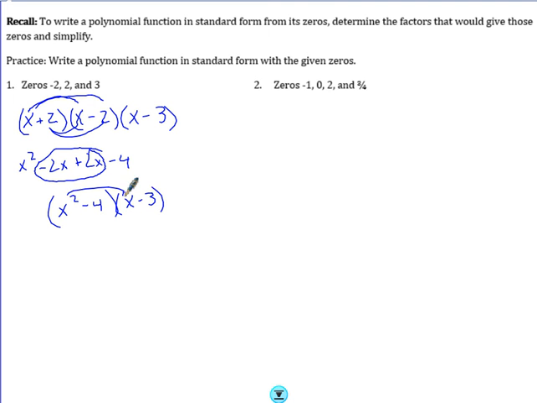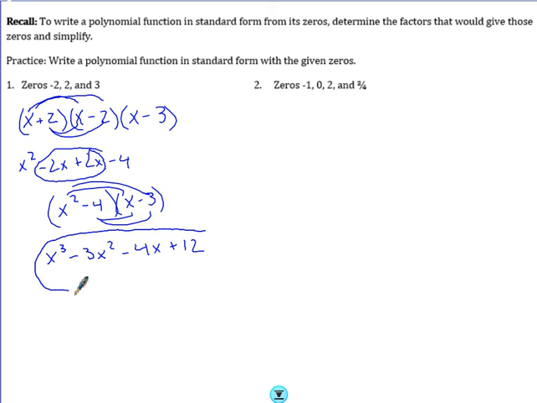So I'm going to FOIL again. All right, x squared times x is x cubed. x squared times -3 is -3x squared. -4 times x is -4x. -4 times -3 is positive 12. There are no like terms there, so that would be the polynomial in standard form that has those zeros.